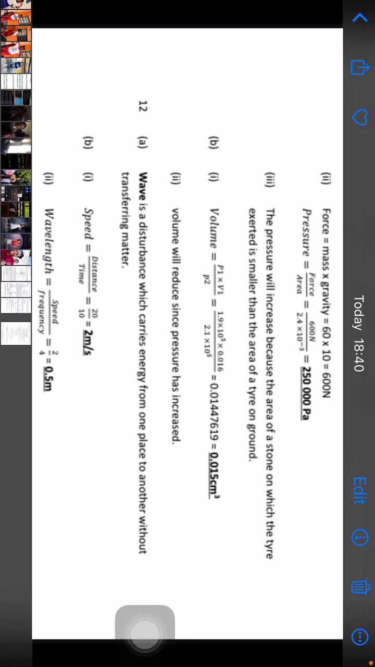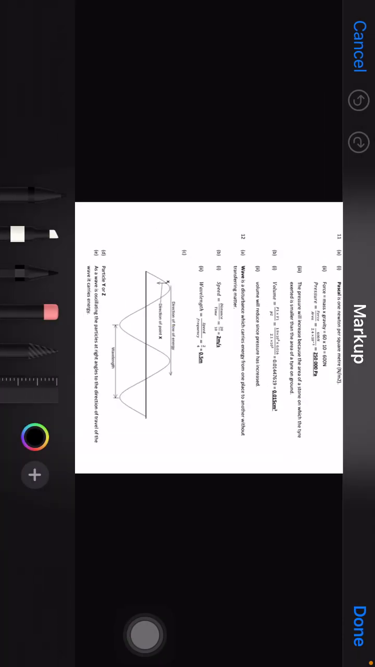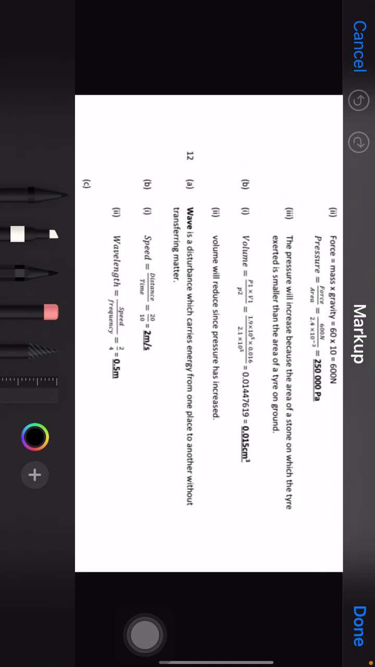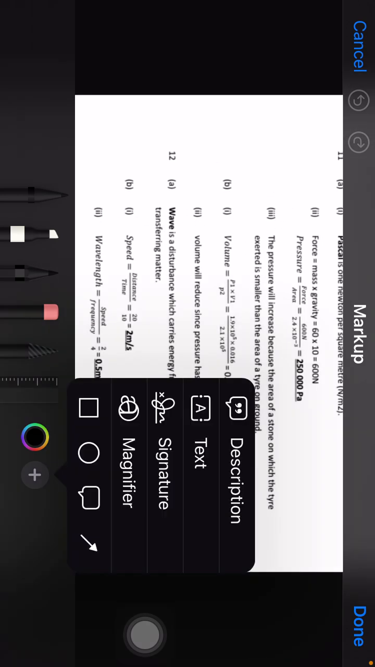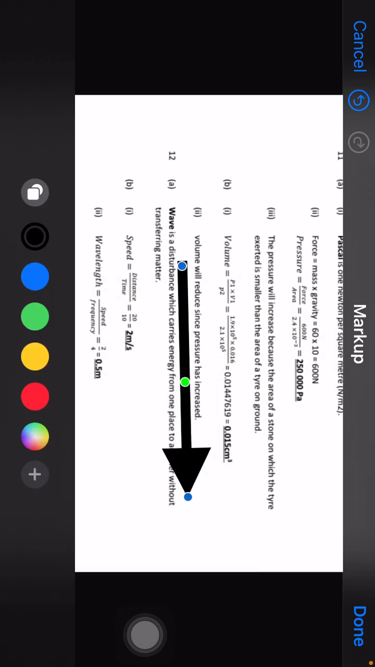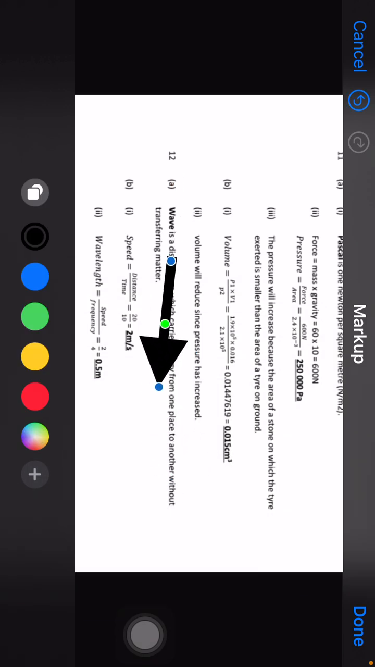Sorry, let me just get my pointer. Okay, so I've been asked how the pressure exerted on the ground changes. So the answer is that the pressure will increase because the area of the stone on which the tire exerted is smaller than the area of the tire on the ground.